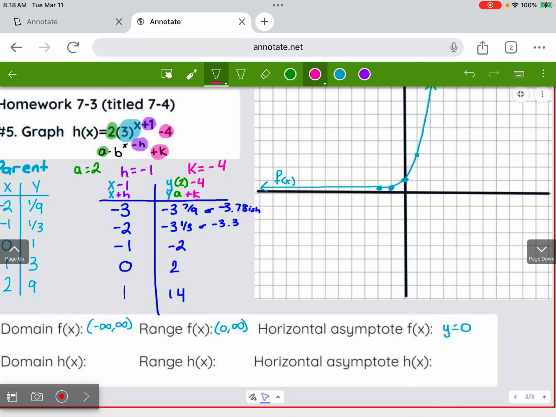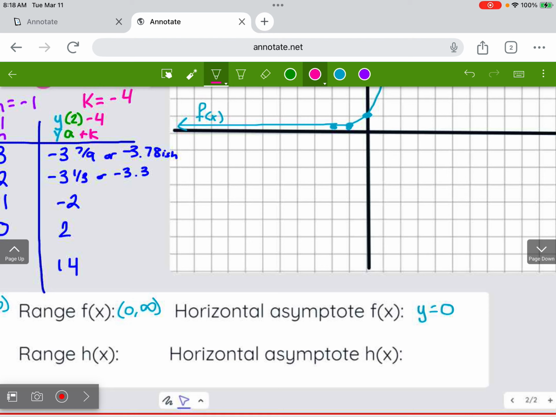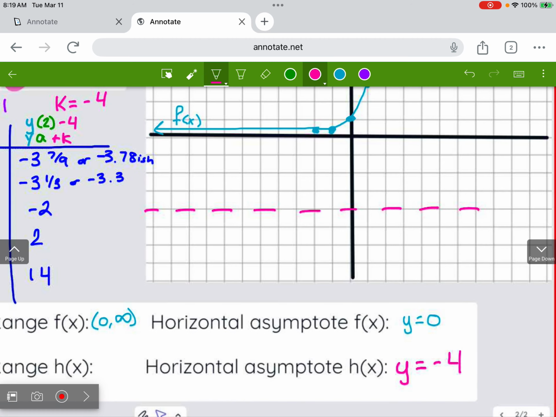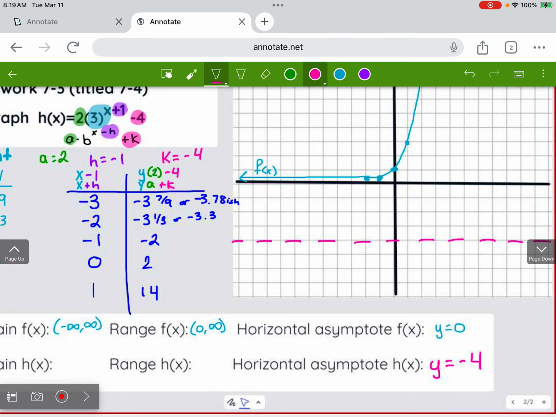Our last thing to pull up before we do our graph is we need to put our asymptote up there. And our asymptote is always going to be at our y equals k. So we're at y equals -4. So my asymptote for my transformed function is actually going to be down 1, 2, 3, 4, here. We draw our asymptotes as dotted lines. I highly recommend using a ruler, because that'll make things easier. But it should look like that.